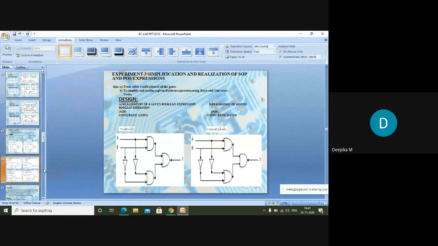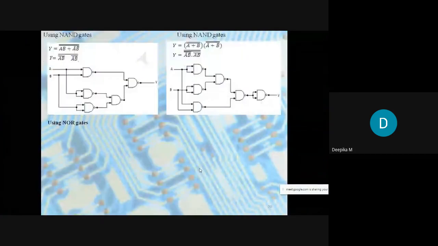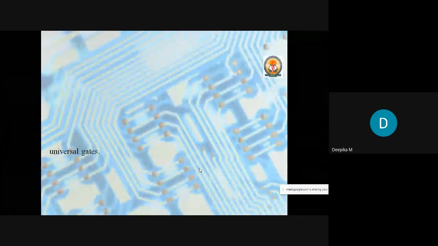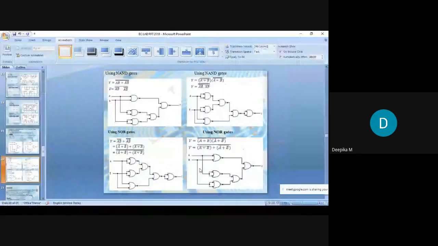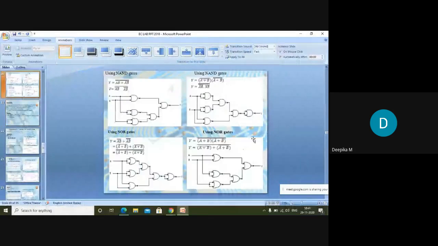Next I have to implement it by using NAND gates, that is, the universal gates. As I told you, universal gates are usually the NAND gate and the NOR gate. NAND gate and NOR gate are nothing but the universal gates. So how do I do it with the NAND gate?